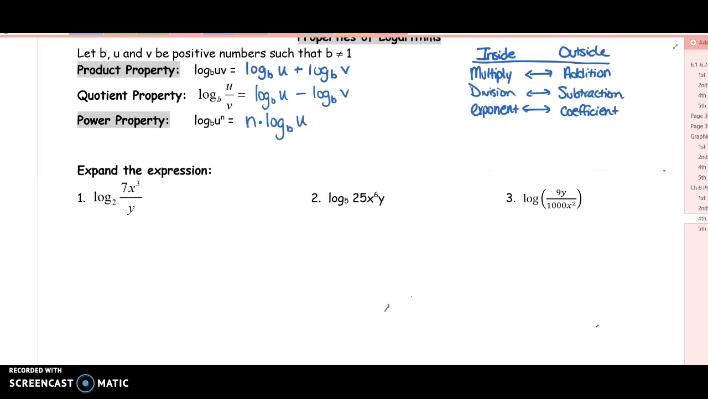I'm going to show you both the long way and the short way. The short way might be a little confusing at first, but as you get familiar with these properties, the short way is the one that you're probably going to start gravitating toward.